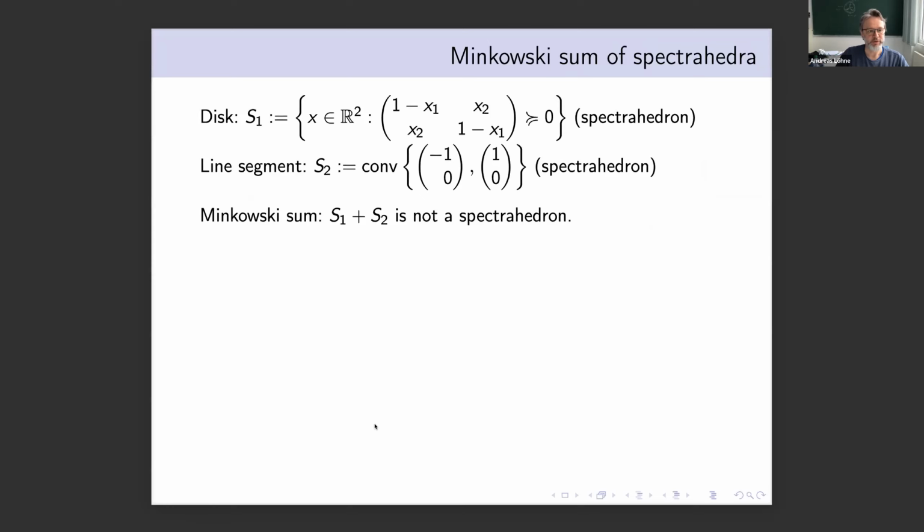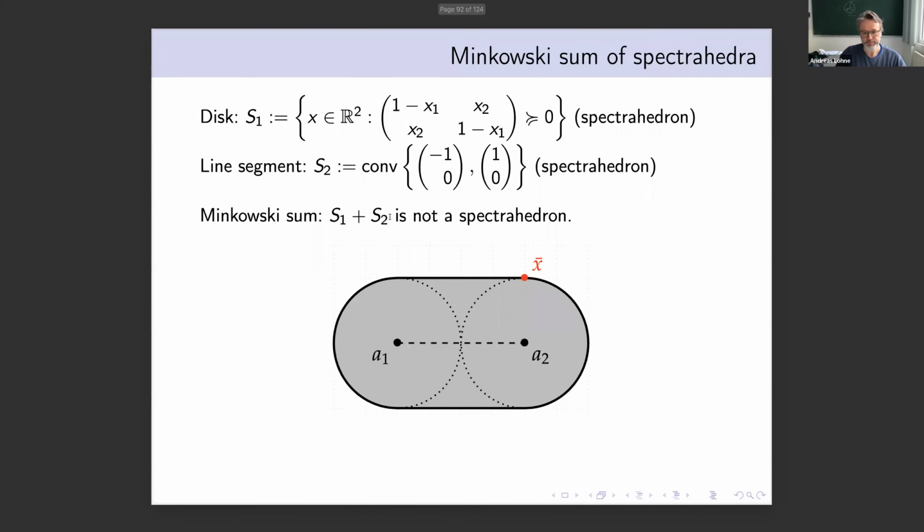Okay, first observation, when we deal with spectrahedra, let's look at this example. The disk in R2 is a spectrahedron by this representation here. And of course, also a line segment is a spectrahedron because it is a polyhedron. And now we can form the Minkowski sum of both and obtain this set.